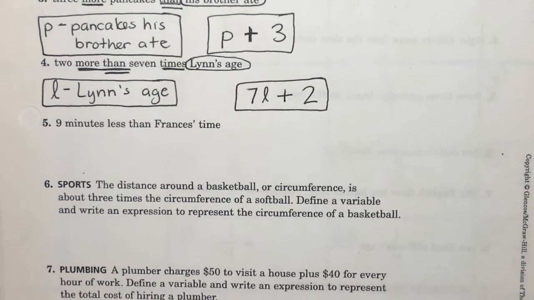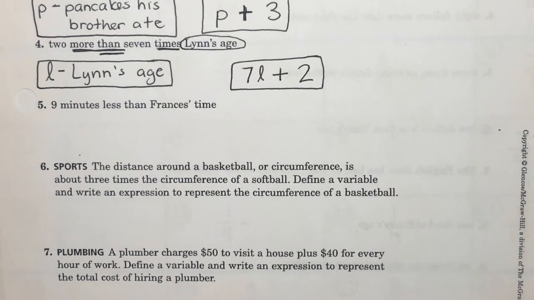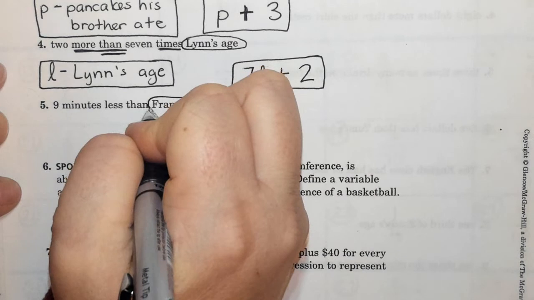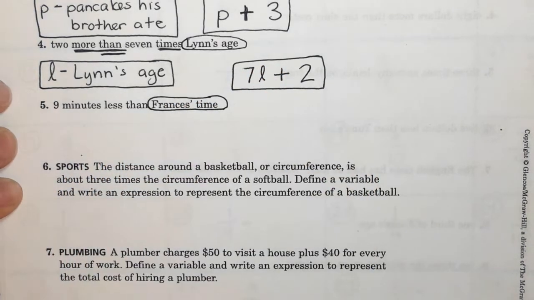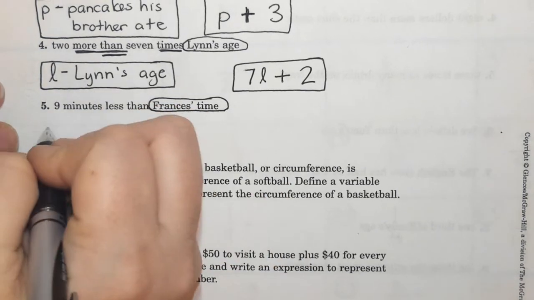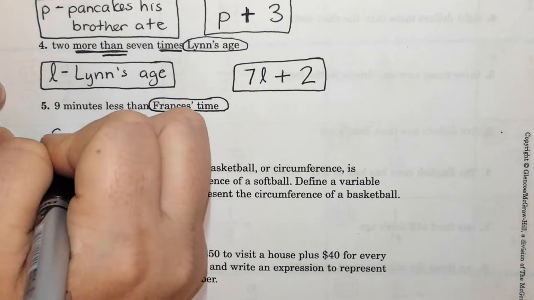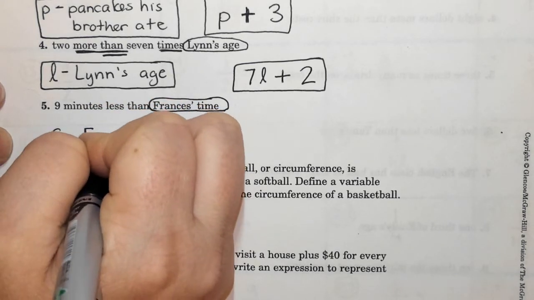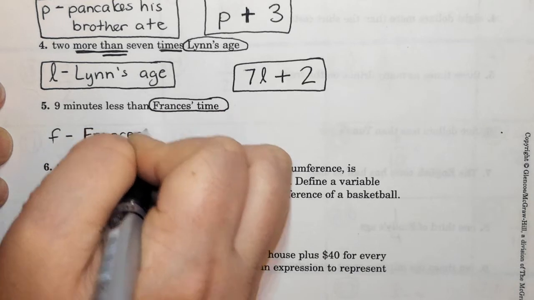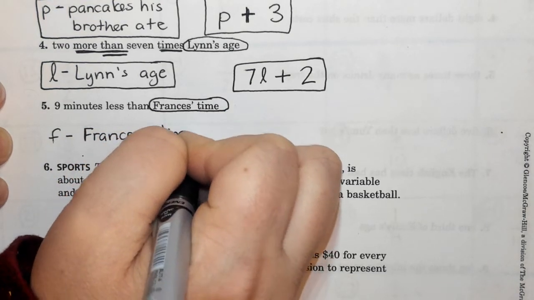All right. Number 5, 9 minutes less than Francis' time. What do I need to know here, Cheyenne? Francis' time. I have no idea what their time is right now. All right. So we can use an F. We can use a T. It's up to you. If I use an F, we need to make sure it is lowercase. So F stands for Francis' time.